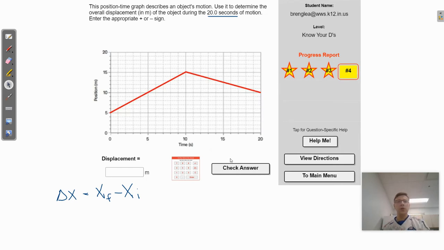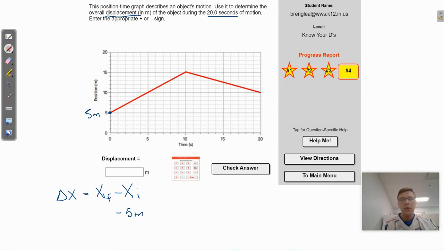So on this one, it says to determine, once again, the overall displacement of the object during 20 seconds of motion. So again, we will mark the initial position, which is 5 meters, and the final position here, which is 10 meters. So obviously this is going to give us a positive 5 meter displacement.